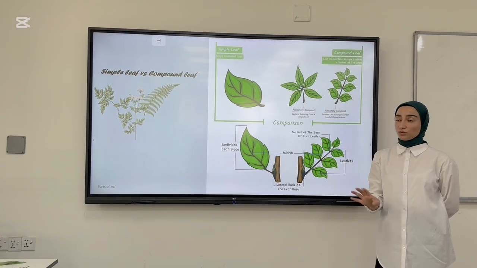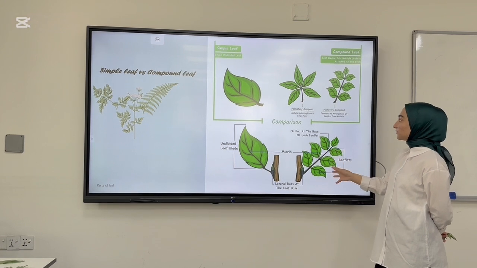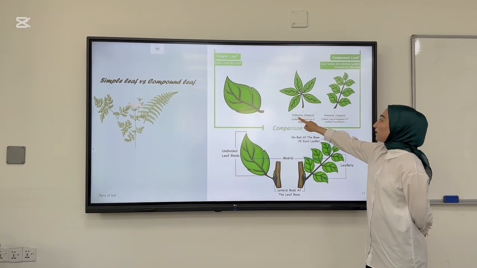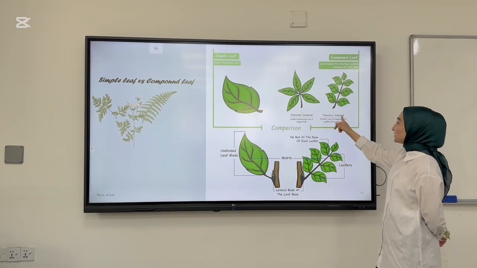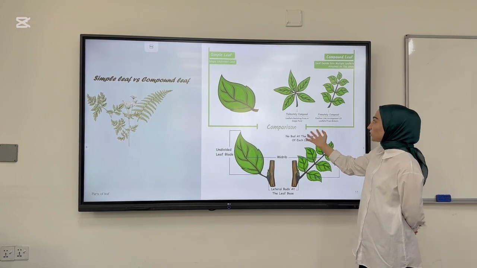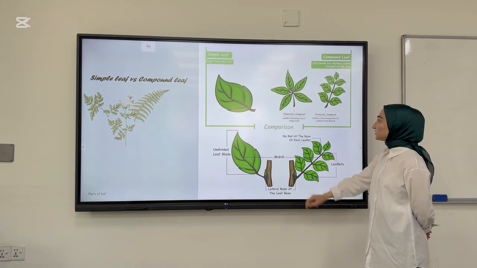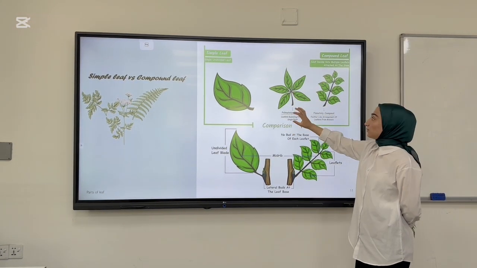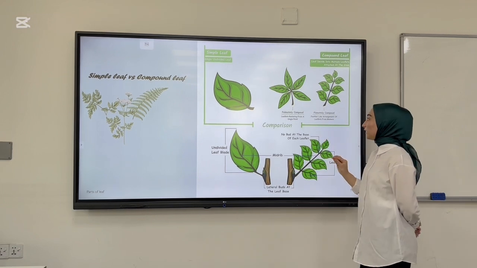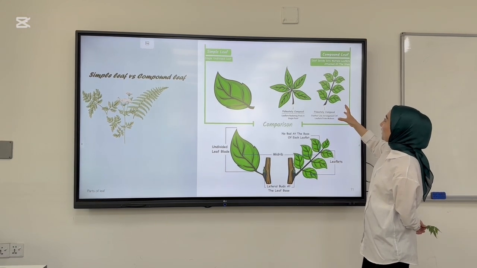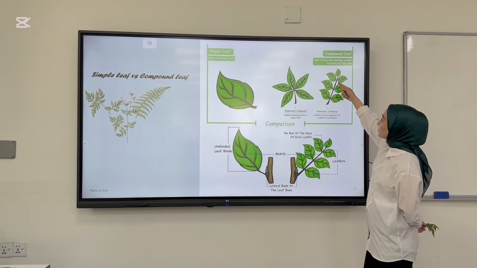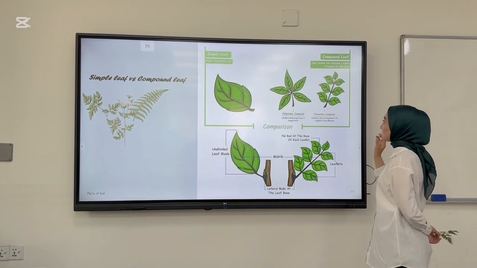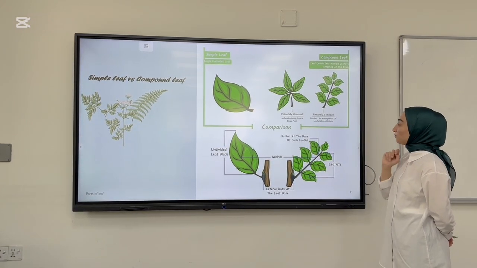By the way, for the compound we have different types also. This one is palmately compound, and this one is pinnately compound. Why is it different? Because in palmately compound the leaflets arise from a single point. It means the leaflets are attached to one point. But in this one, the leaflets are attached to the stem in different positions, not at the same point. So this is about the compound.